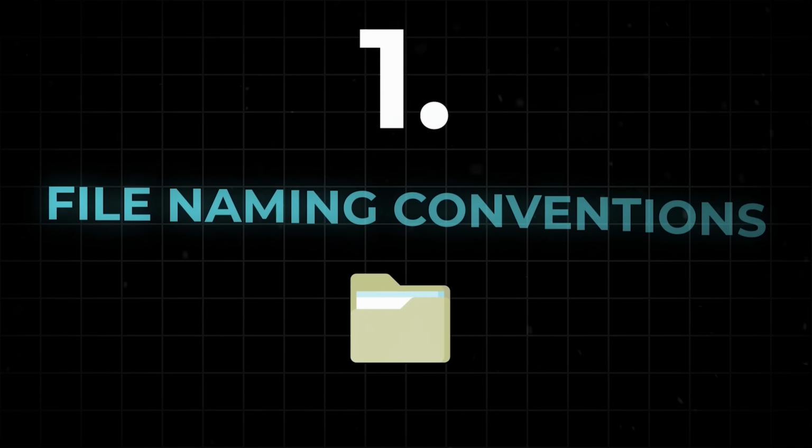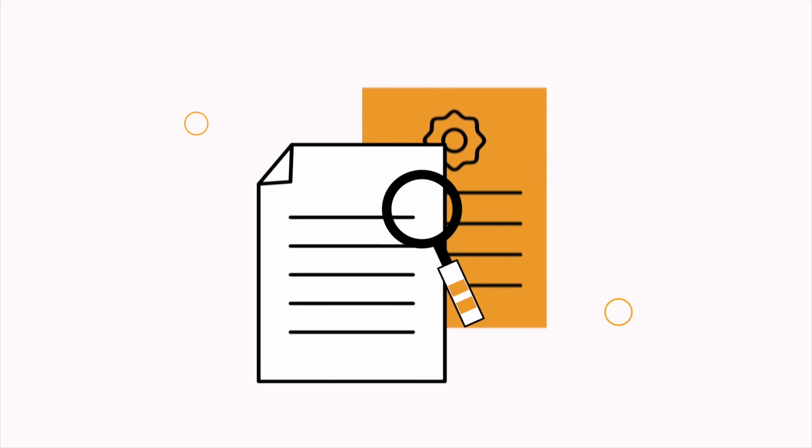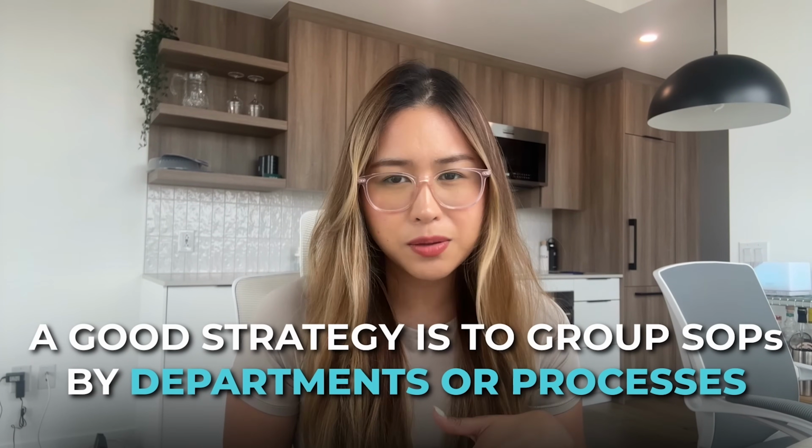First and foremost, file naming conventions. Make sure to use clear, consistent naming conventions for your files. This way, you and your team can easily find what you're looking for without having to open a bunch of documents. You also have to create organized folder structures. Think about how you organize your folders. A good strategy is to group SOPs by departments or processes. It's like having a virtual filing cabinet where everything is in its place.